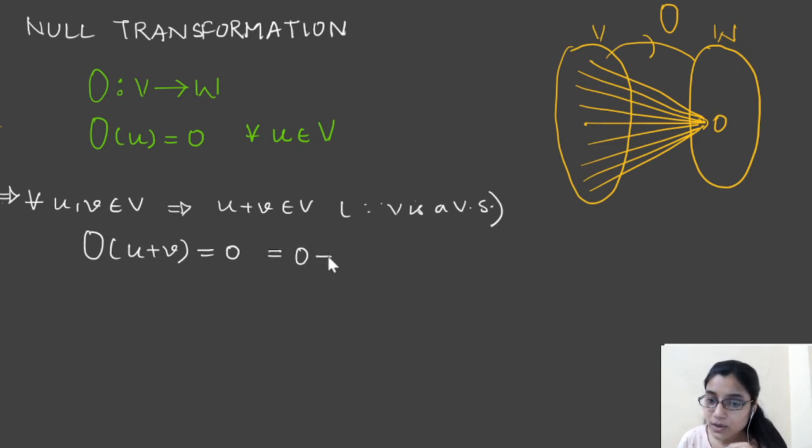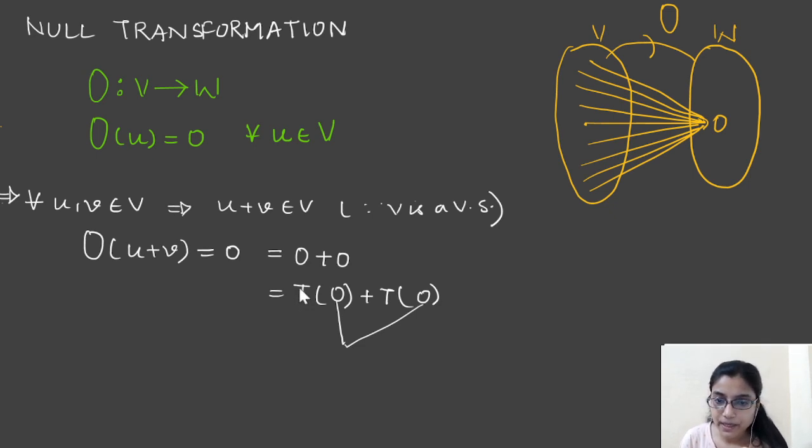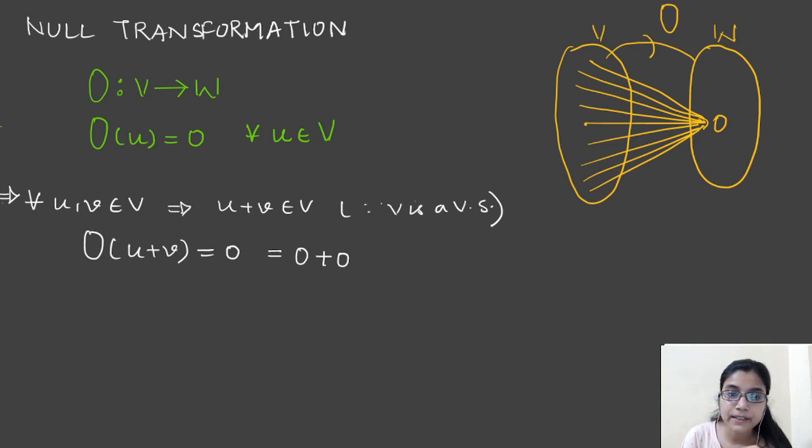I can write this 0 as 0 plus 0 by using the additive identity property of the vector space W. But there is a difference in both these steps, and I'll explain in detail. Both these zeros are coming from where? Let me write it down: 0 of u plus v is equal to 0. I can write it as 0 of u plus 0 of v.